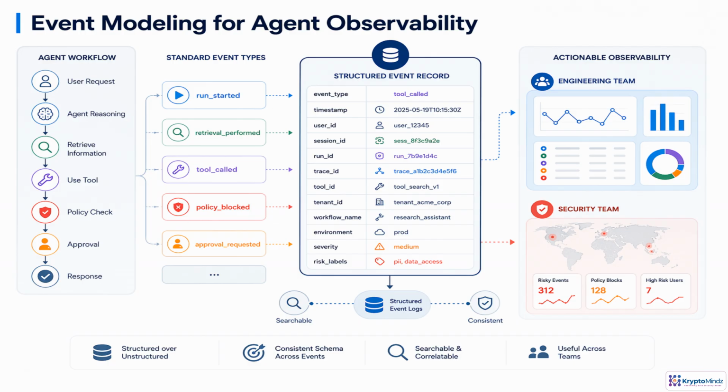Use the same identifiers every time: user, session, run, trace, tool, and tenant. Add timing, workflow, environment, severity, outcome, and risk labels. This turns logs from narrative text into data teams can search, correlate, and alert on. Engineering can debug behavior, while security can investigate exposure, policy violations, and risky patterns across the system.